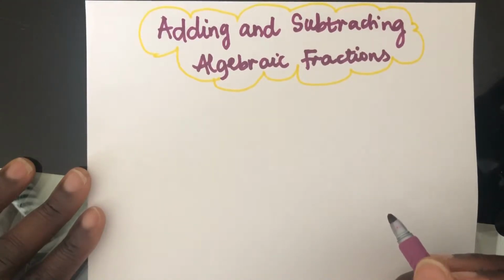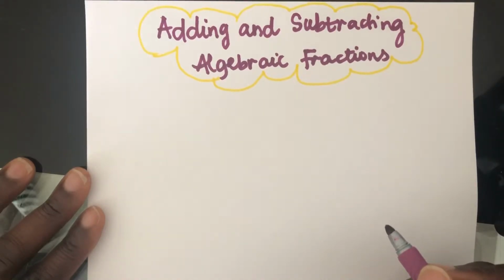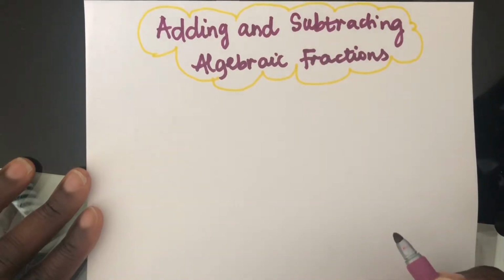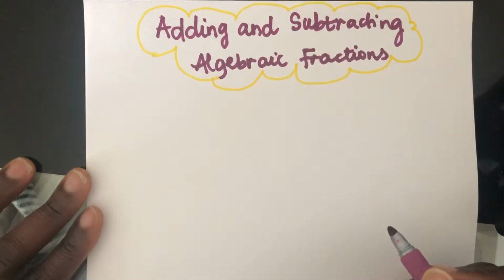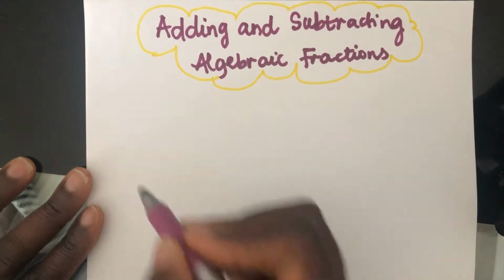What you have to bear in mind is that we add and subtract algebraic fractions in the same way as we add and subtract number fractions. And it's the one rule that applies, which is the rule of a common denominator. Once the denominators are the same, then we can just add or subtract the numerators, the top numbers. So our job is to try and make the denominators the same. Okay, let's make a start.